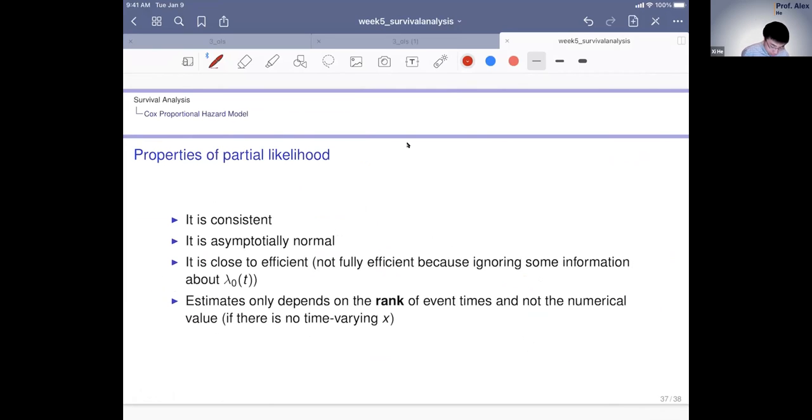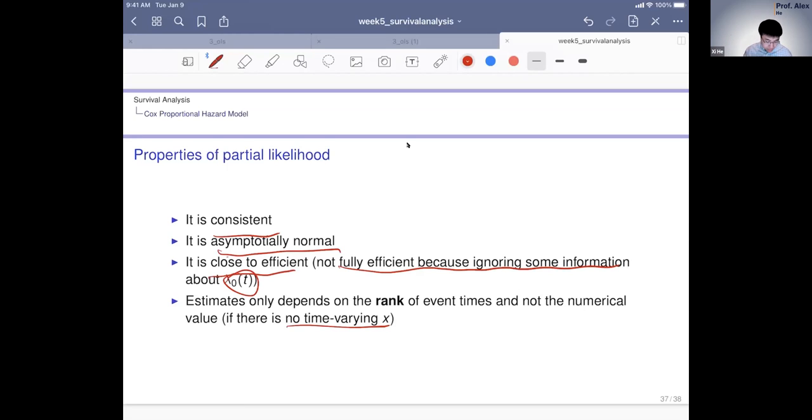And then it also has some properties, just like the maximum likelihood: it's consistent. It's asymptotically normal, which means that if you have a huge sample, the estimates will have a normal distribution. And it's close to efficient. It's not entirely efficient because we're ignoring some information, right? We are not estimating that lambda. And also, if there's no time varying X, we're only considering the order that people died. We're not actually considering the exact time when they died. So that's also losing some information. So it's not entirely efficient.